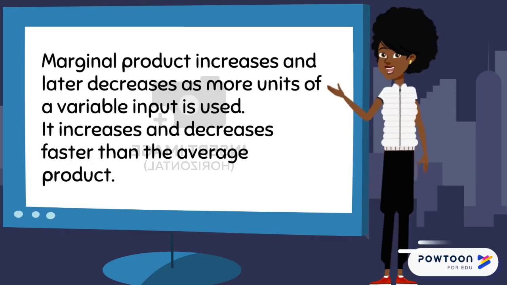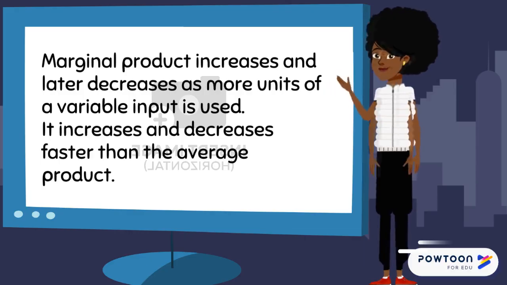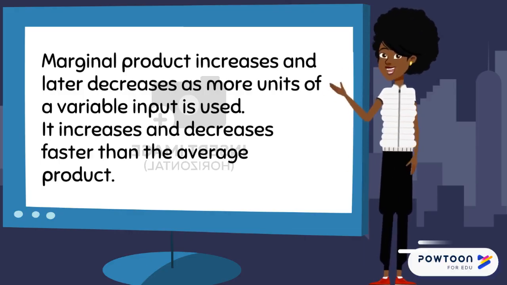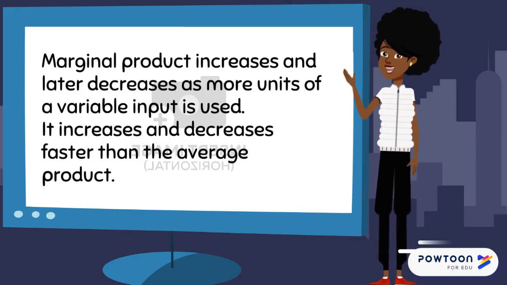Marginal product increases and later decreases as more units of a variable input are used. It increases and decreases faster than the average products.